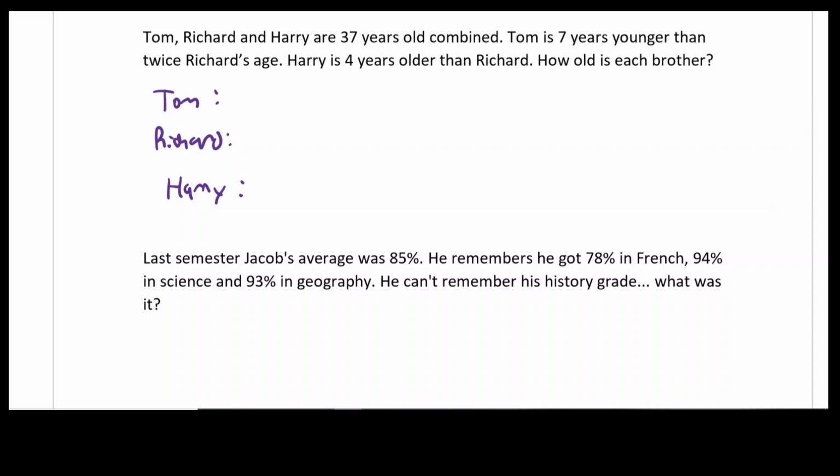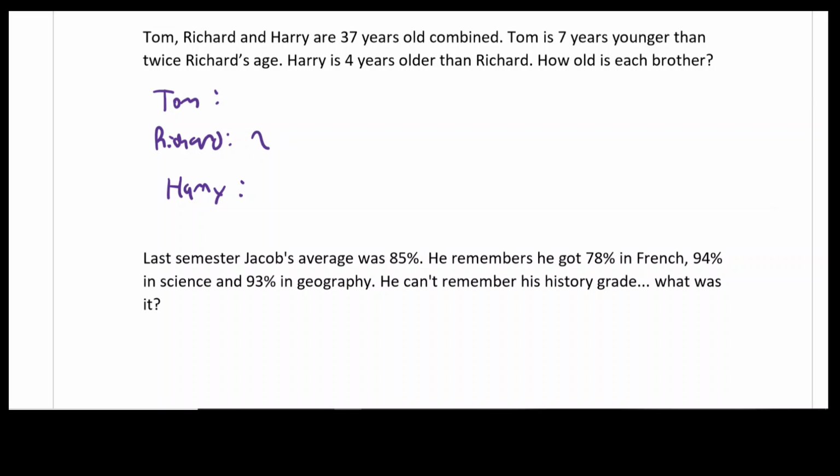Tom, Richard, and Harry are 37 years old combined. Tom is 7 years older than twice Richard's age. So when I see something like this, again, we're trying to figure out three things. I'm going to write their names off to the side. I'm going to decide which of them should be X. So see if you can read through that problem and decide which one should be X. And again, the question you're asking yourself is, which brother's age would you like to know the most? If you could know just one of them, which one would you pick?